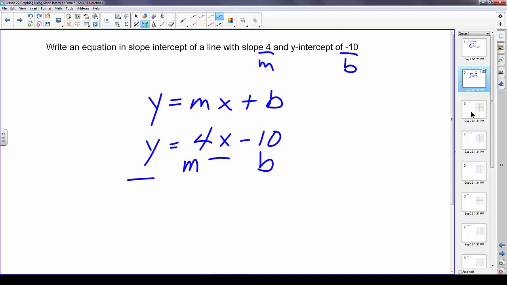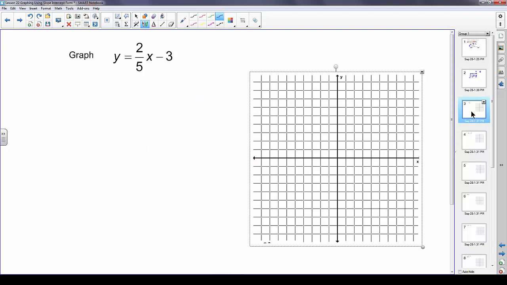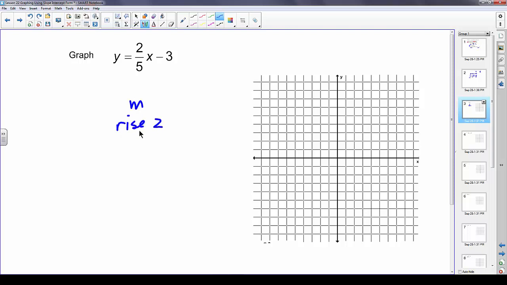Pretty standard, basic equation. When we're asked to actually graph these things, the idea is to identify what the number in front of the x is, because that will be our slope. So in this case, our slope is 2/5, which means our rise will be 2, and our run will be 5. And then our y-intercept b is equal to -3.